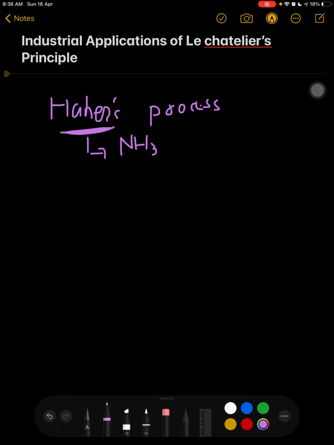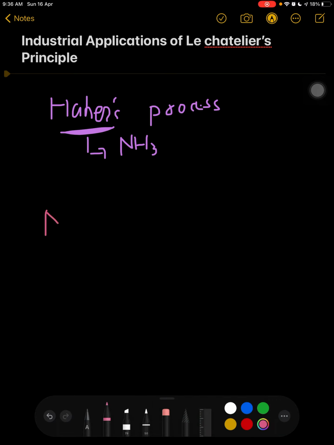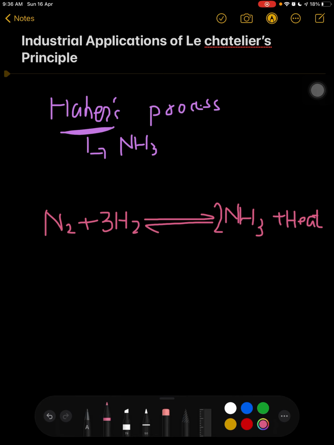So what kind of conditions, according to Le Chatelier, will we give in order to get the maximum amount of the product, which is ammonia? For example, we have the equation N2 plus 3H2, and it is obviously a reversible reaction, giving 2NH3 plus some kind of heat being produced. Now what will be the conditions?